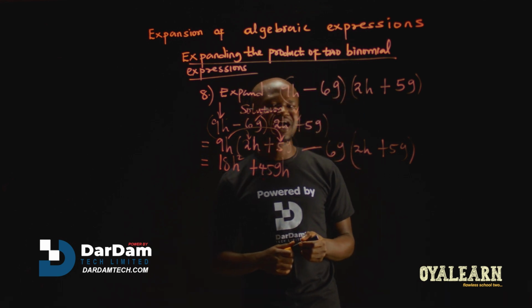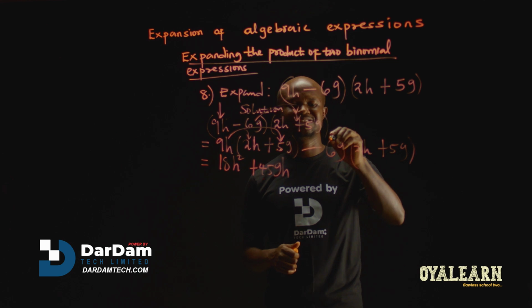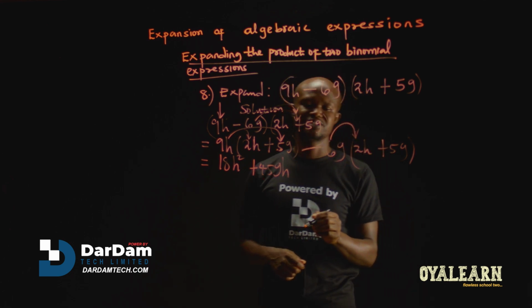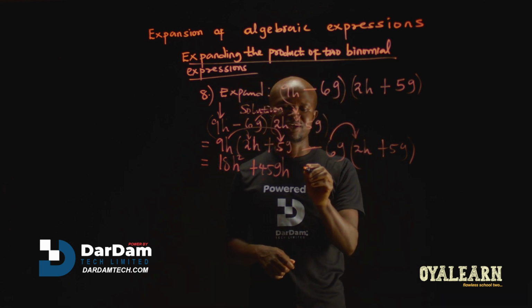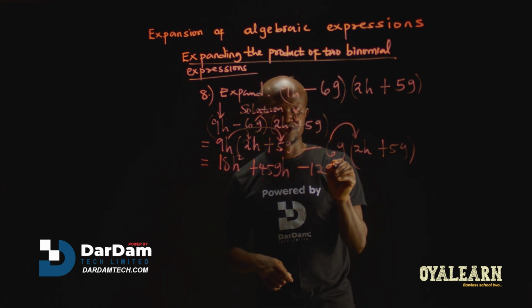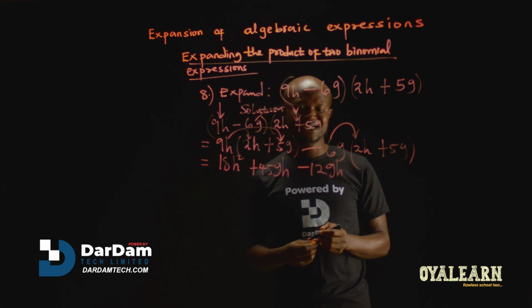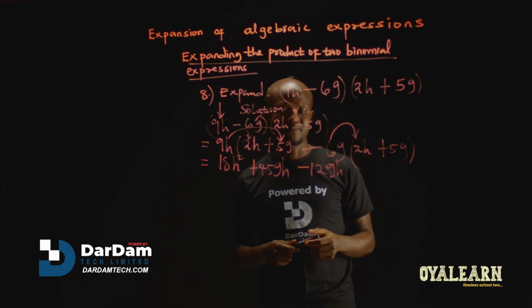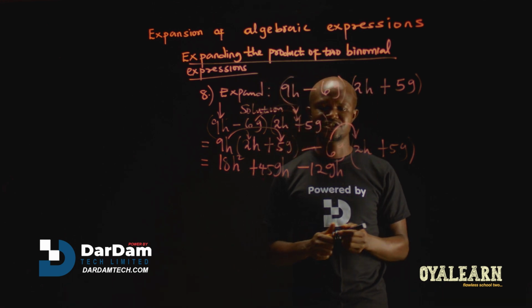Now we use minus 6g to multiply 2h. Minus 6 times 2 will give us minus 12. So g times h will give us gh. So it means that the third term is minus 12gh.